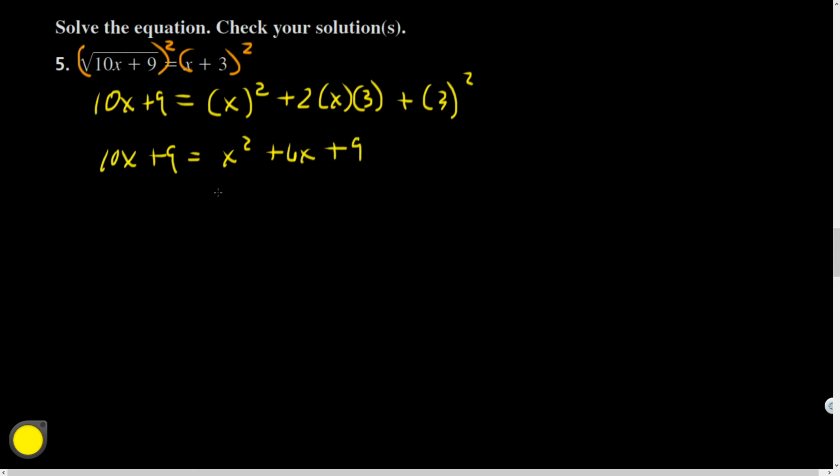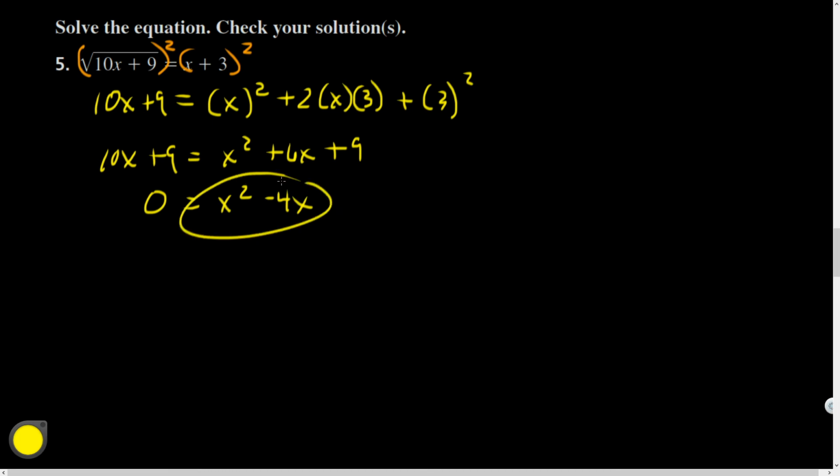I would have subtracted 10x from both sides, and I would have gotten negative 4x. I would have subtracted 9 from both sides, and I would have gotten plus 0, which is just plain old nothing. Don't have to write it. And this side would have had nothing.